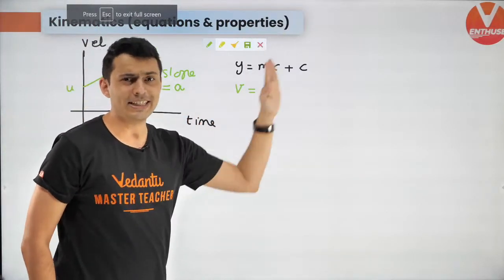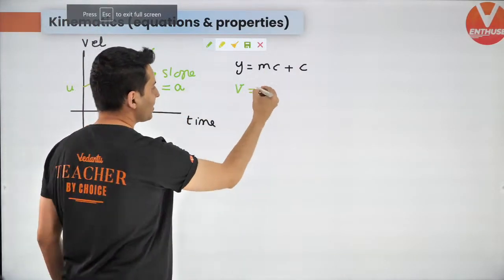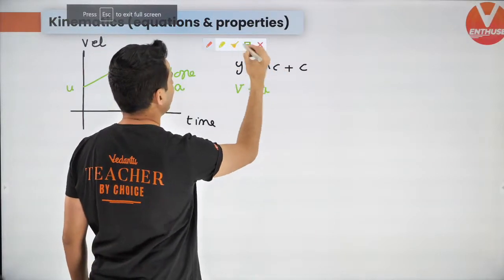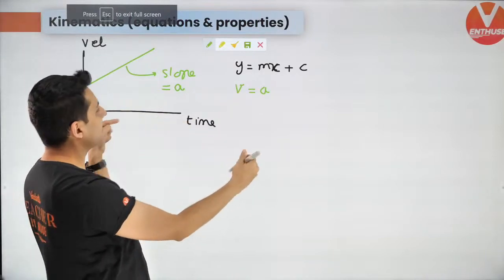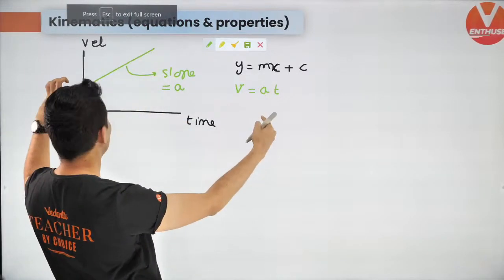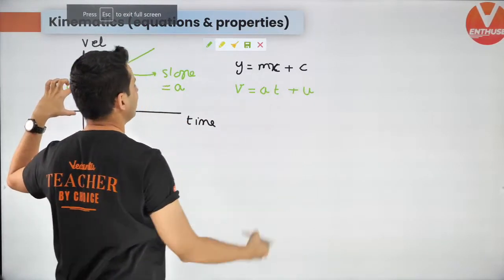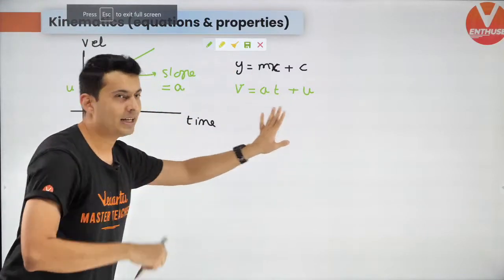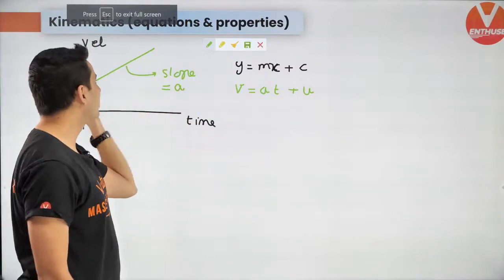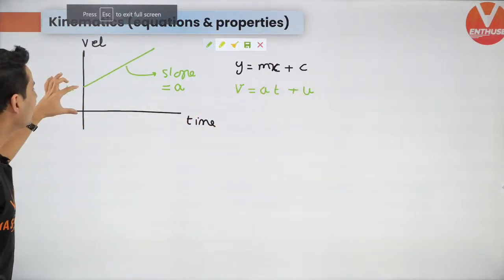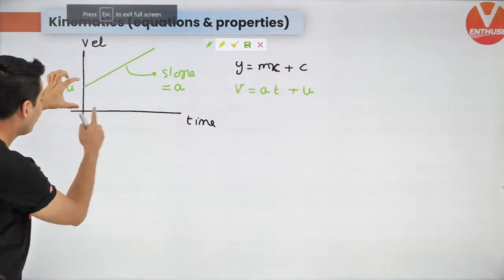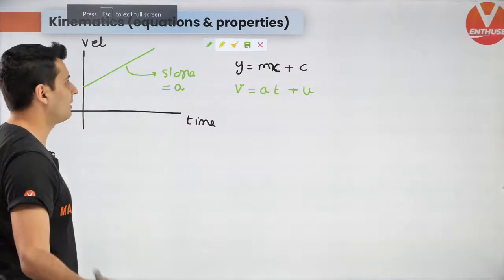How fast is velocity changing? That's acceleration. So v is a times x plus c, oops, there was an x here, my bad. And x over here is t, and the constant over here is nothing but initial velocity. So that's your first kinematic equation graphically. Slope of the velocity-time graph is acceleration. The constant in that equation is your initial velocity. When time is zero, what was your initial velocity?